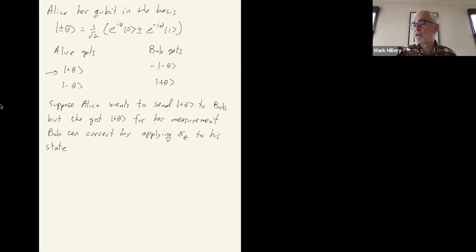So again, we have a situation where Alice can send a particular quantum state to Bob. In this case, she knows what it is. And also, let's look at the classical communication cost. So how many bits does Alice send to Bob? All right, so in this case, there are only two alternatives. So Alice is either going to get plus theta or she's going to get minus theta. So that's only one bit of information. So for the remote state preparation, Alice sends one bit, not two like in teleportation.